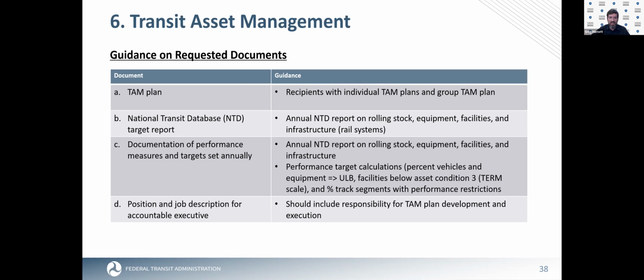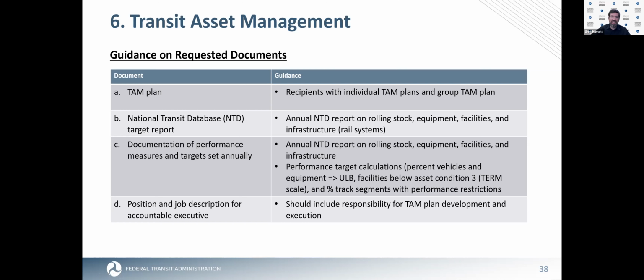Item C is kind of related to this. So we would want to see documentation of the performance measures and targets set annually in your annual NTD report. So for vehicles and equipment, this will be expressed as a percentage of ULB, useful life benchmark. For facilities, it's going to use something slightly different. Maybe you've heard of the term scale. This is kind of an adjectival rating of the condition of a facility. There are 5 different rankings that range from excellent all the way down to poor. And then, of course, if you're a rail system, then you would want to express the percent of track segments with performance restrictions.